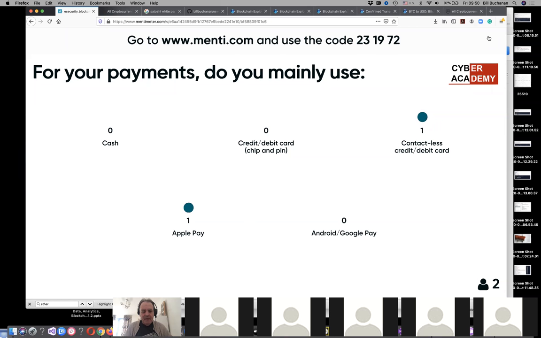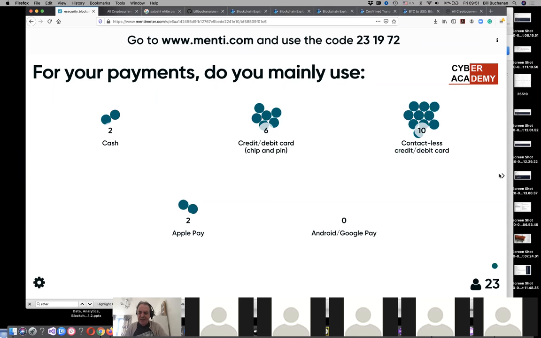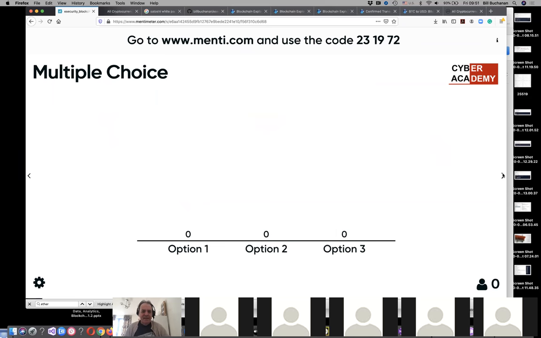So for payments, which methods do you use? I must admit I don't use any cash anymore, and I struggle. Good, we've got one cash there. Okay, so I think we're generally moving towards contactless, and we still trust our credit cards, our piece of plastic there. A few people use Apple Pay, but mainly we're moving towards a contactless payment system. I use Google Pay.